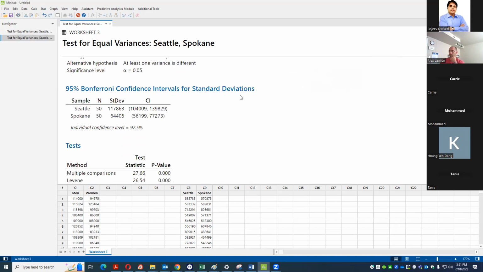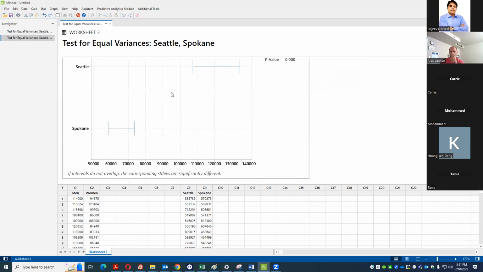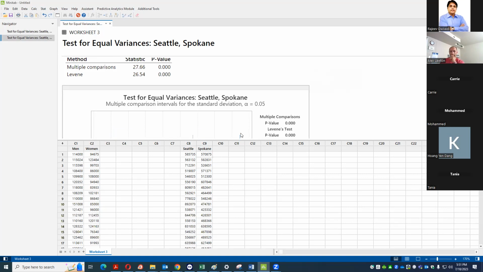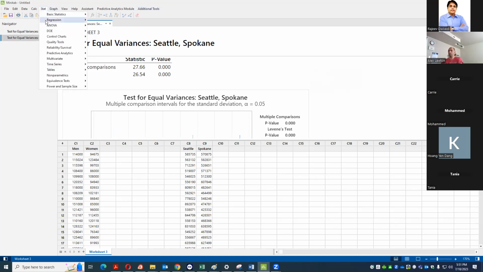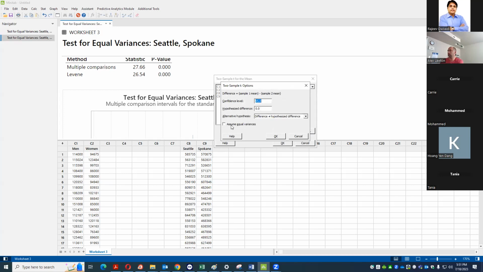And here we go. Here we are going to use the Levene test, and again in that case, it is not equal. So now we are confirmed what we are going to use. Statistics, two sample. Now we have two samples in different columns. Seattle is right here, Spokane is right here. Under options, assume equal variance: no, we are not going to assume equal variance, because we checked ourselves and they are not equal.